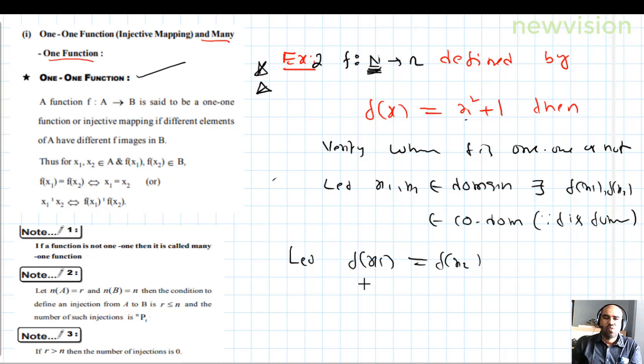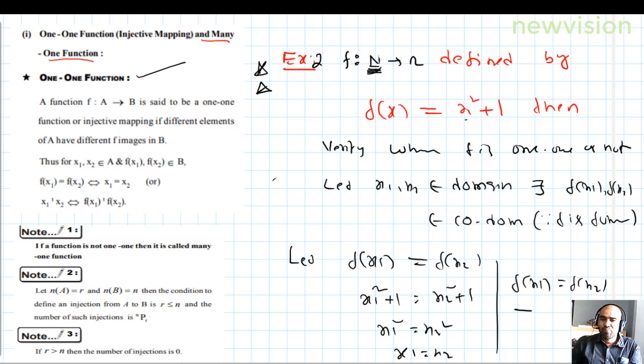Yeah, f of x1 is what? x1 square plus 1 equal to x2 square plus 1, or x1 square equal to x2 square. Here I directly can say x1 equal to x2. What is the meaning of this? f of x1 equal to f of x2 implies x1 equal to x2. But the definition of a one-one function is this. Therefore, f is one-one.